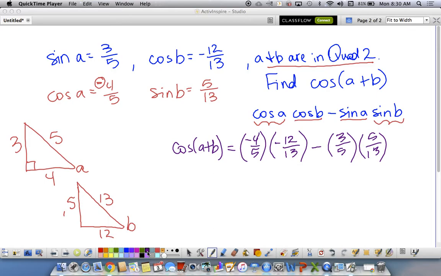So what's 4 times 12? Negative times a negative. Positive. 5 times 13. This is 65. Minus.